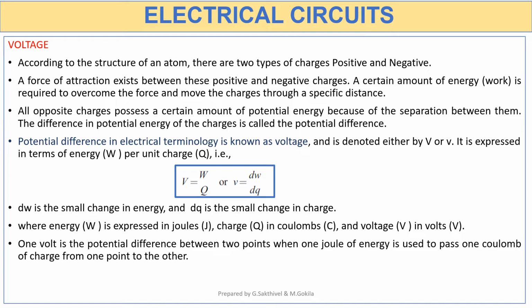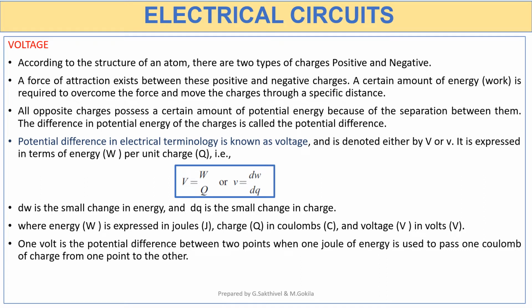It is expressed in terms of energy per unit charge. The potential difference or voltage is also represented by dW by dQ, where dW is the small change in energy and dQ is the small change in charge. The energy is expressed in joules and the charge is expressed in coulombs. And the voltage is represented as V and the unit is volts.